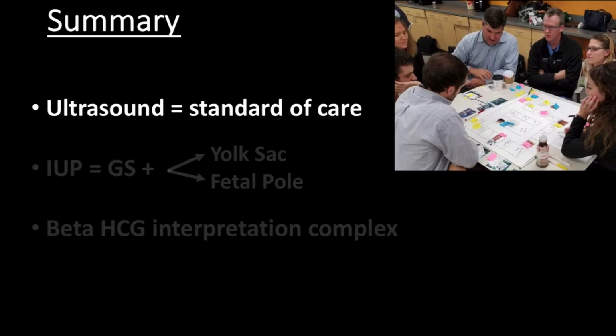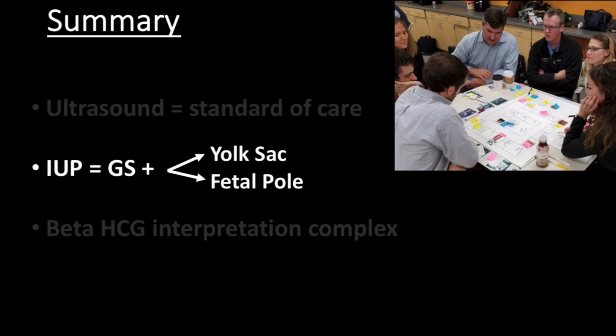In summary, hopefully I've laid out why utilizing ultrasound for the evaluation of first trimester pregnancy pain and bleeding is the standard of care in the emergency department and our main role throughout ectopic pregnancy. An IUP is a gestational sac plus either yolk sac or fetal pole, and once identified, the risk of a heterotopic is quite low, unless the patient has undergone in vitro fertilization. Additionally, don't be fooled by a pseudogestational sac.